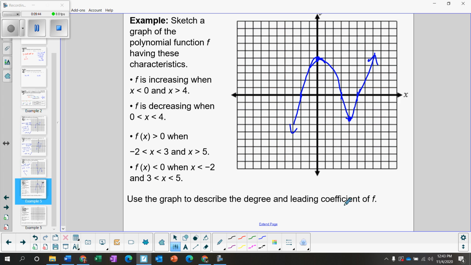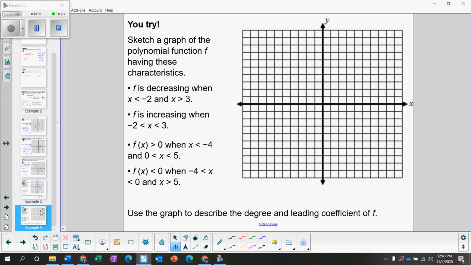And then use the graph to describe the degree and leading coefficient. So because it has opposite directions, we know it's odd. And the end behavior shows down to the left, up to the right, so that's positive. So you're going to try the last one. All right. It's okay if you can't get this, but give it a try, pause it, and I'll show an answer.